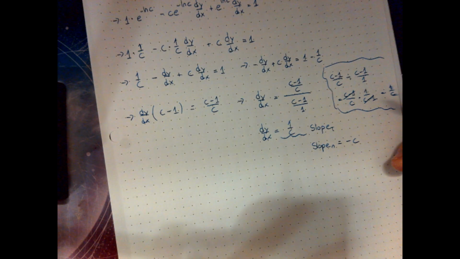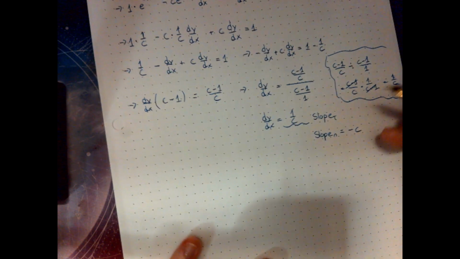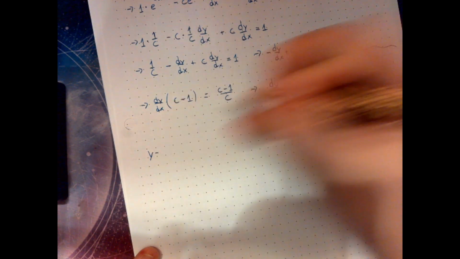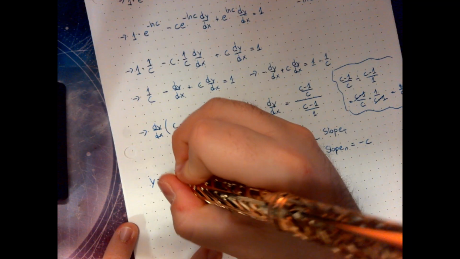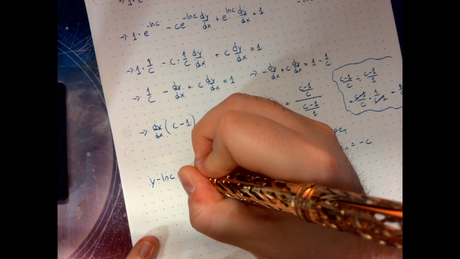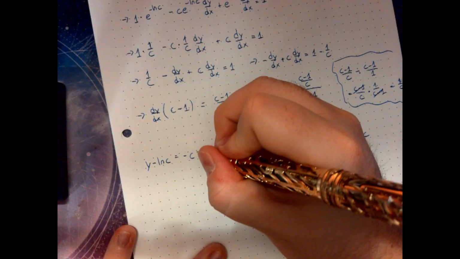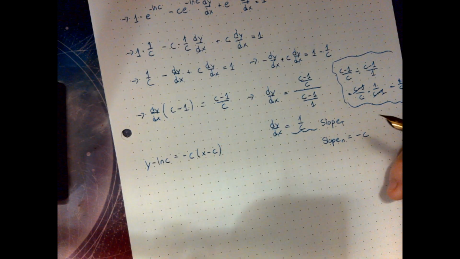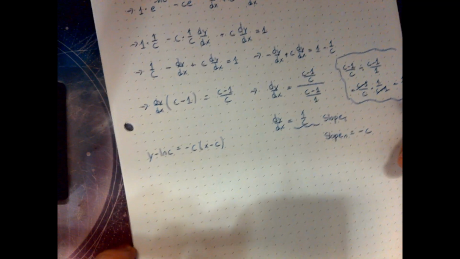And now I take that and plug it into our point slope form, right? I'm given an x-coordinate, I'm given a y-coordinate, and now I have the slope. So the equation of my normal is y minus the y-coordinate we were given all the way up here, ln of c, and that's equal to negative c, which is the slope that we just found, times x minus c.